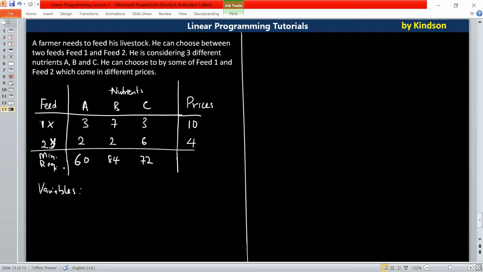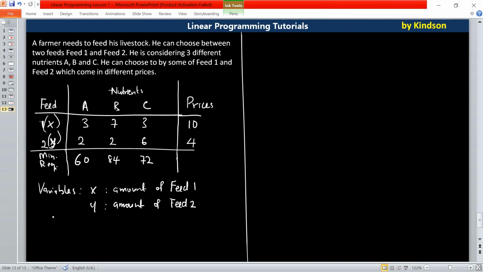Let me just put in brackets so that it will not be confusing. So x is the amount or quantity of feed 1, and y is the amount of feed 2. So these are our variables.